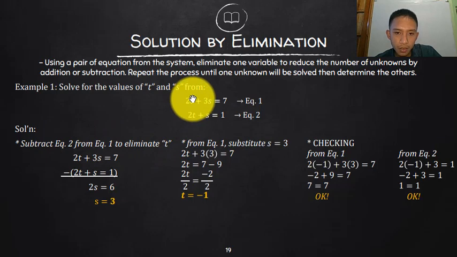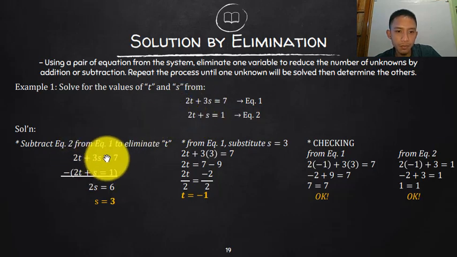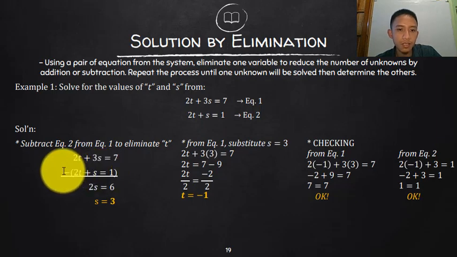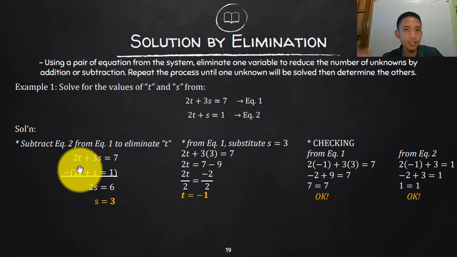Why? You have there 2t, 2t. They are exactly the same. So if I subtract equation 2 from equation 1, that is what I am going to do. This is your equation 1, that is your equation 2, but I will be subtracting that one. So 2t and 2t actually cancel, so your t is eliminated. That is why we call it elimination.